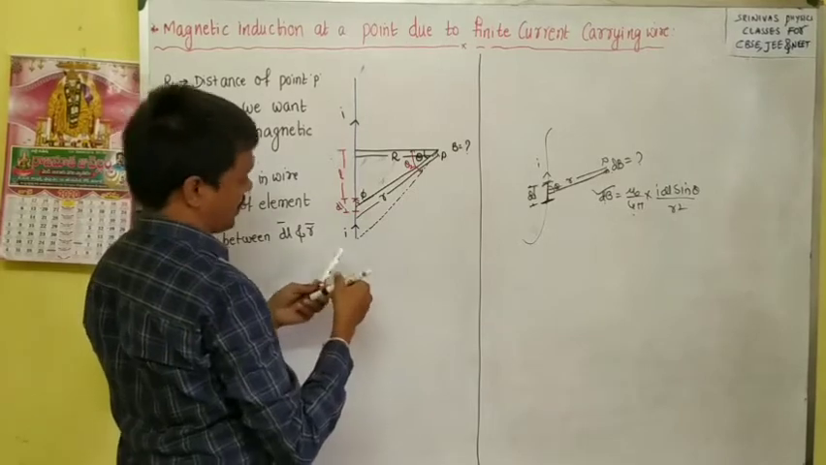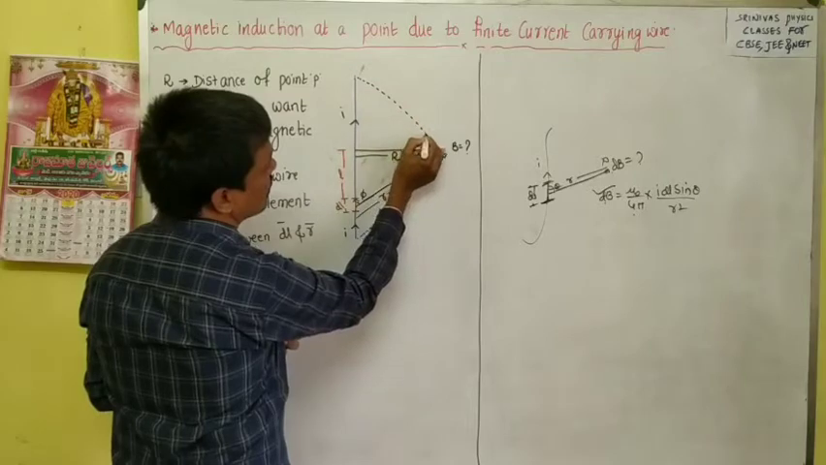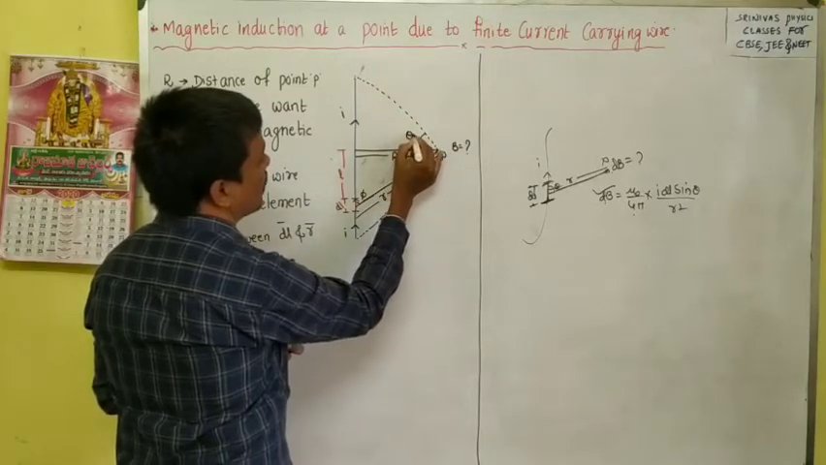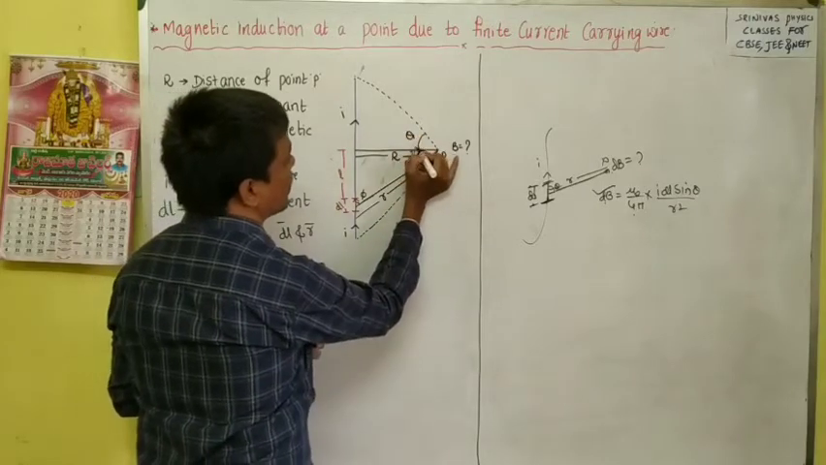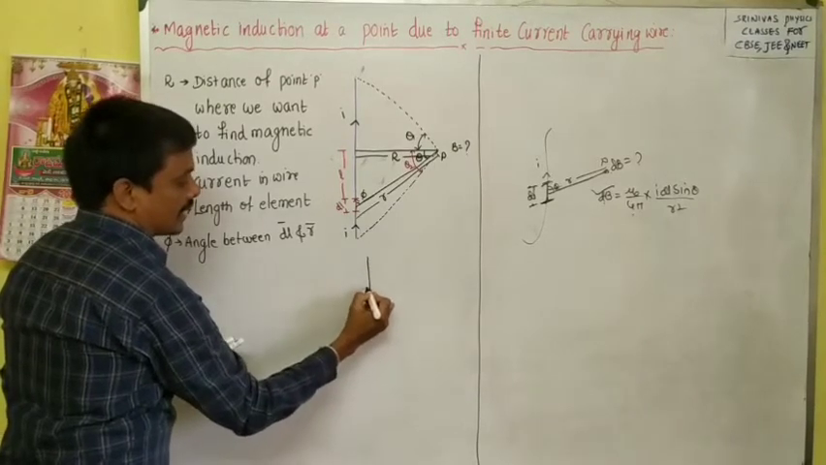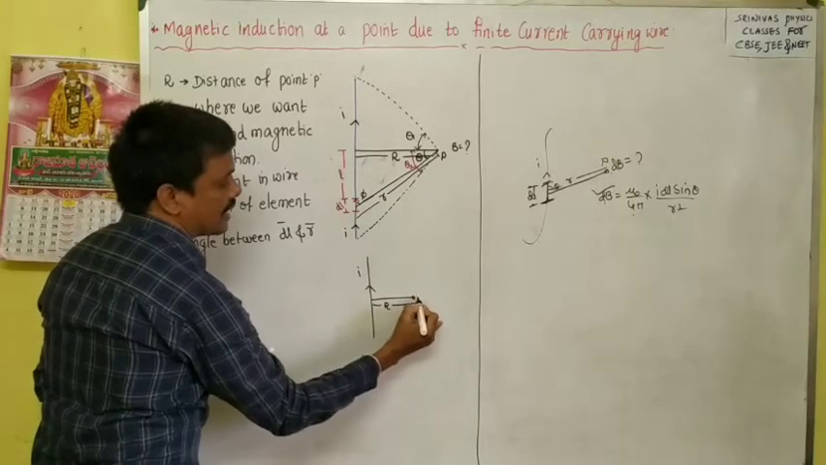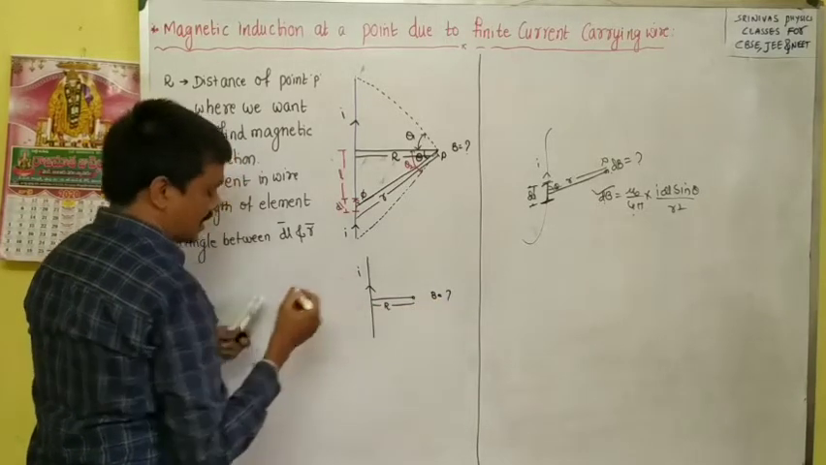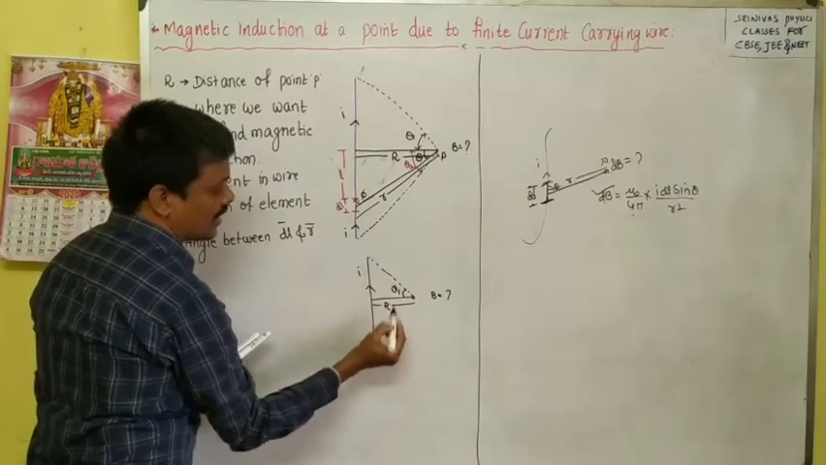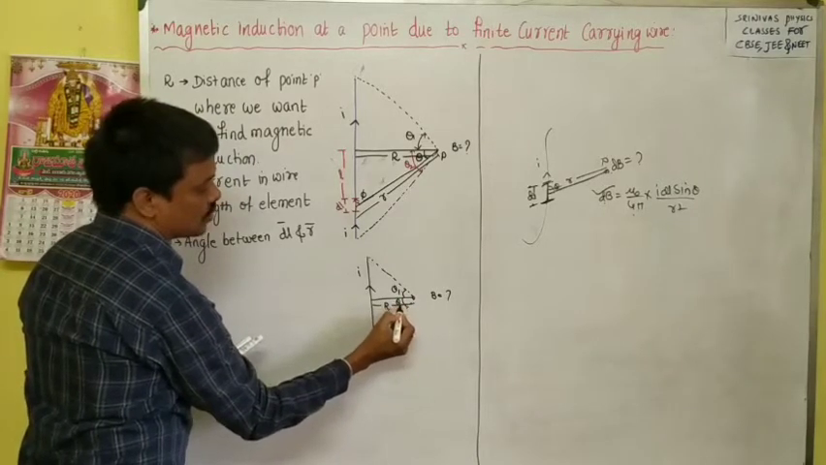That I will take as theta 1. Okay, I will redraw the diagram. This is the current carrying wire. From this, at a distance capital R, I want to find out the magnetic induction. The upper edge is making some angle, that is theta 1, and the lower edge is making some angle, that is theta 2.